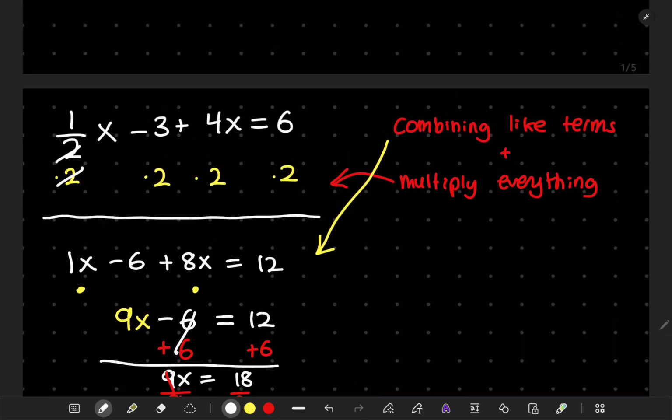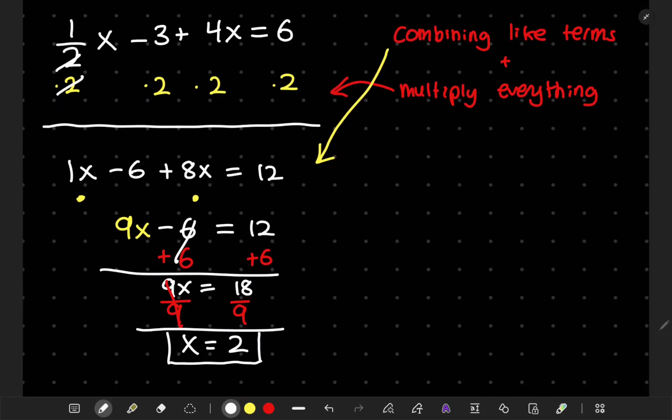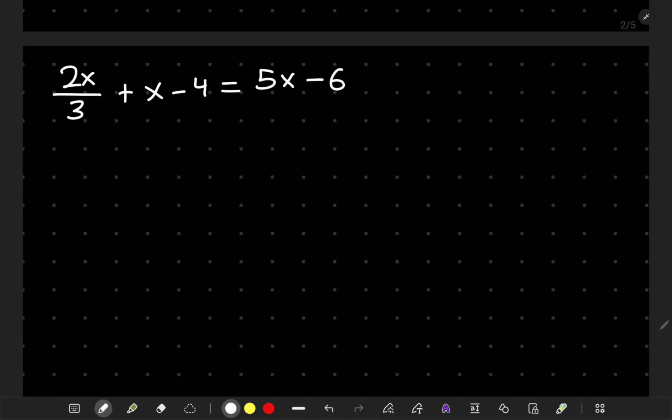This is how we figure out the one side. You have to figure out that you have to combine like terms, but if there's anything that stops us, we have to first do that thing, such as multiplying everything. Let's move on to the next one, which, guess what?